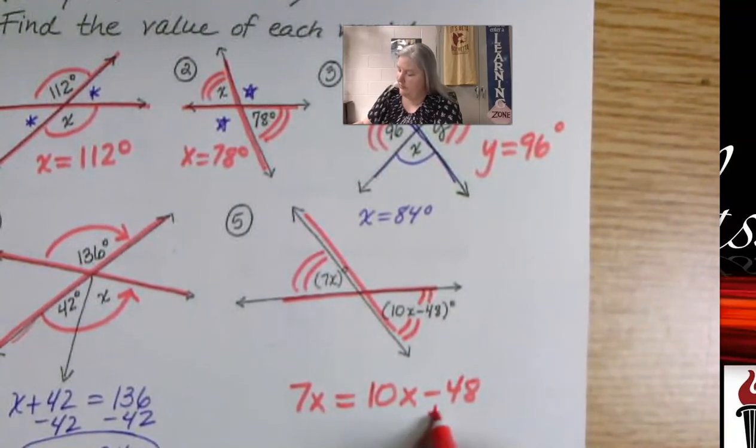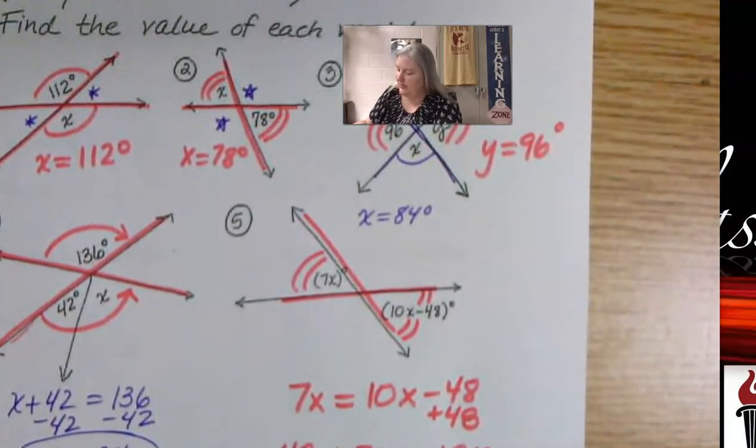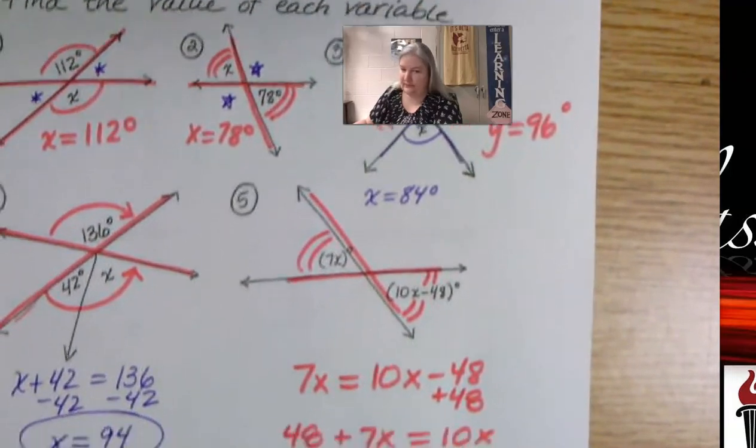So I'm going to move the number to the other side over here. I just like to collect my x's on the side that has more x's to begin with, because that way I have a positive number of x's.